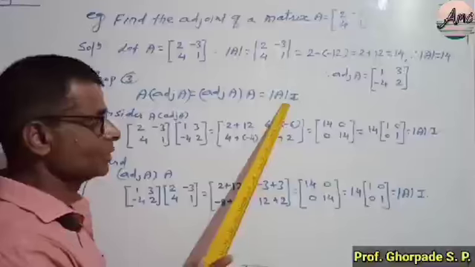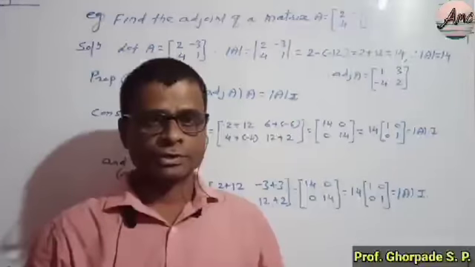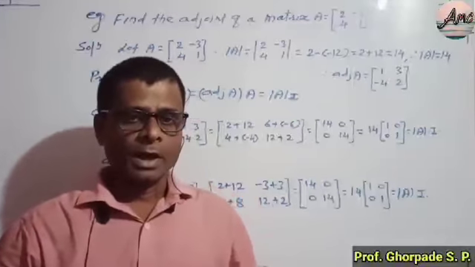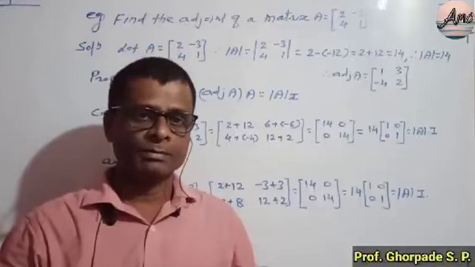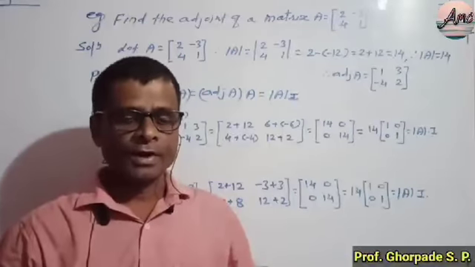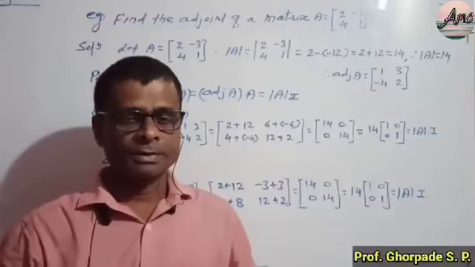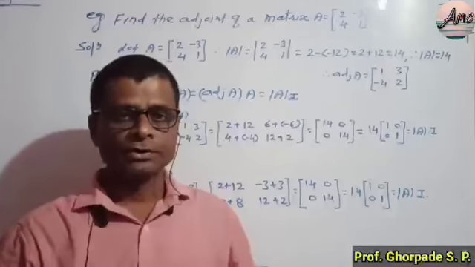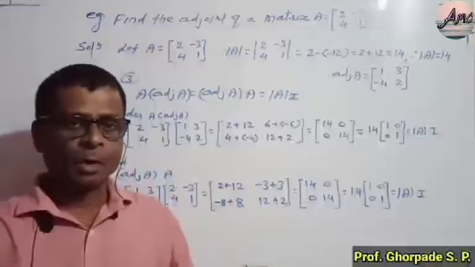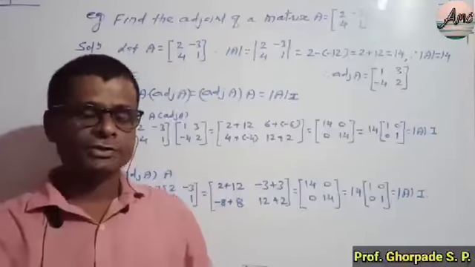In today's class we have studied the minor of an element of a determinant of a given matrix, the cofactor of an element of a determinant of a given matrix, the adjoint of a given matrix, and the properties based on the adjoint of a given matrix.